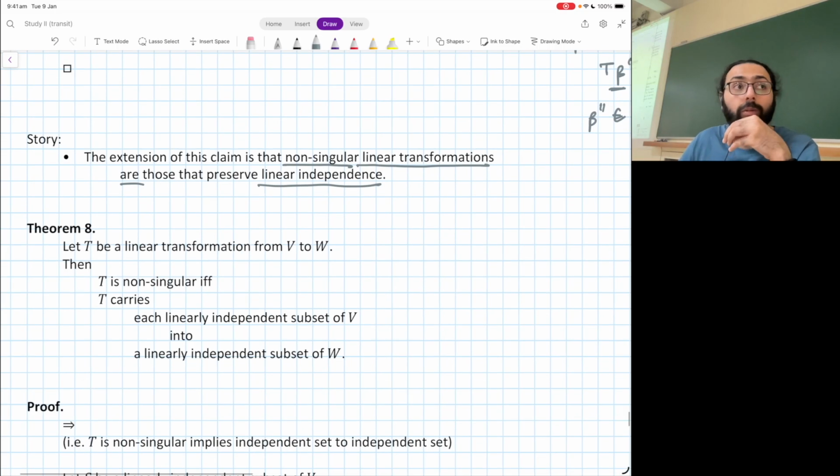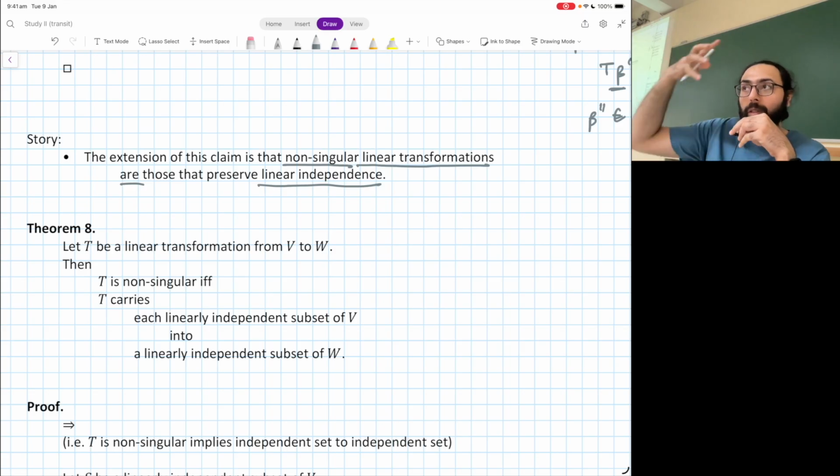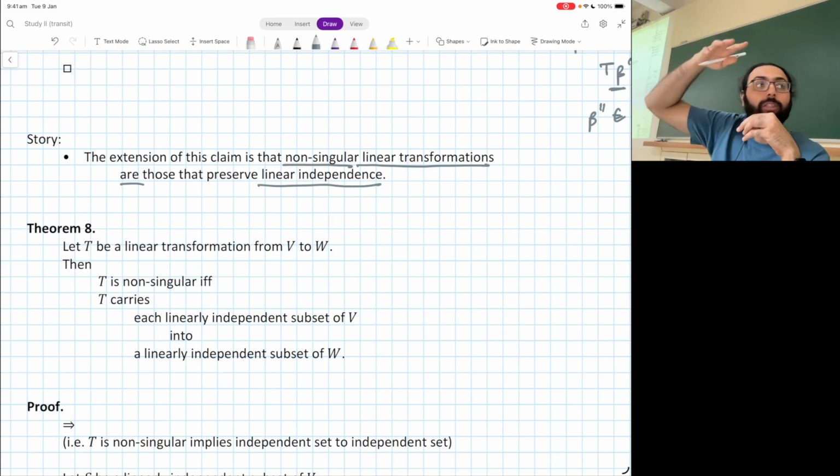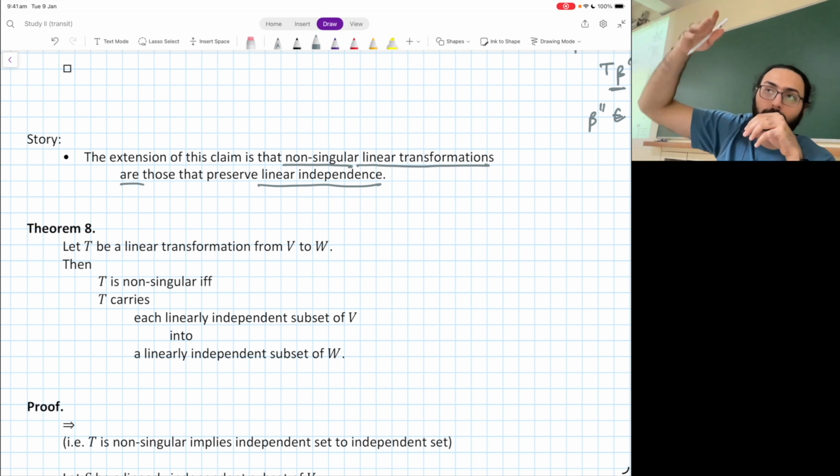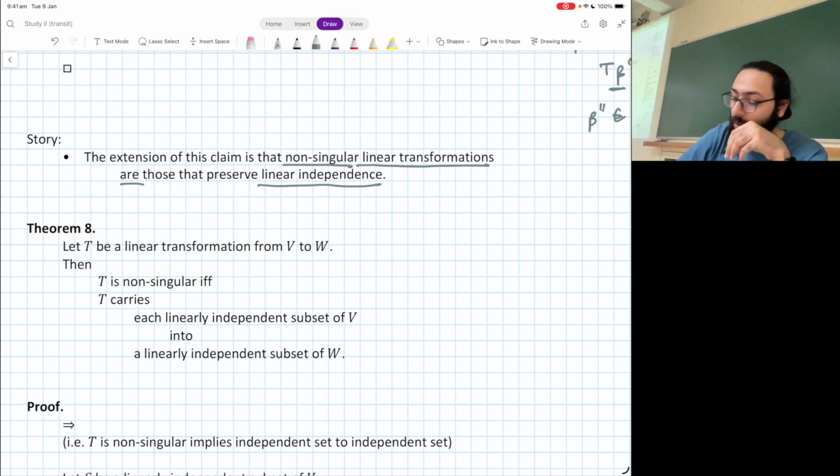Okay. So intuitively, what it is saying is if you have some linearly independent vectors, a non-singular linear transformation is going to preserve that linear independence. It will not make two linearly independent vectors into the same vector. That is how we intuit it.